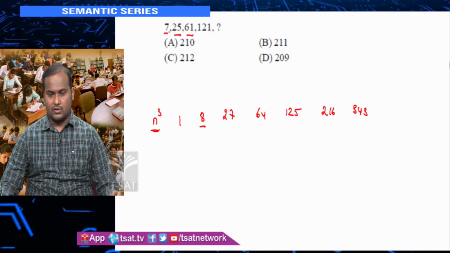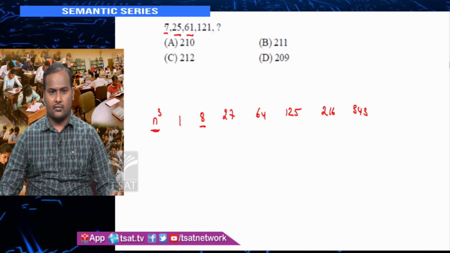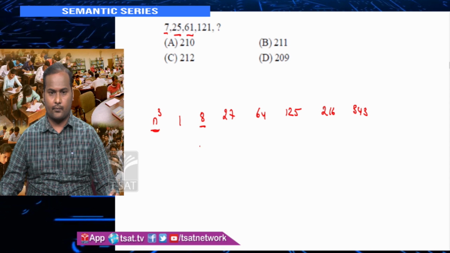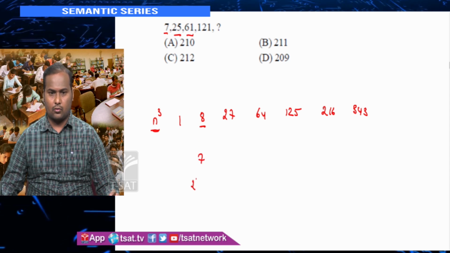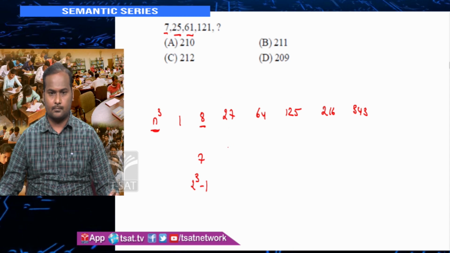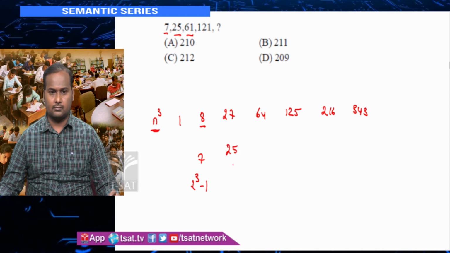So, what is the format of this one? See here first. It is given 7. How can I write 7? I can write 7 as 2 cube minus 1. Then it is 25. How can I write 25?